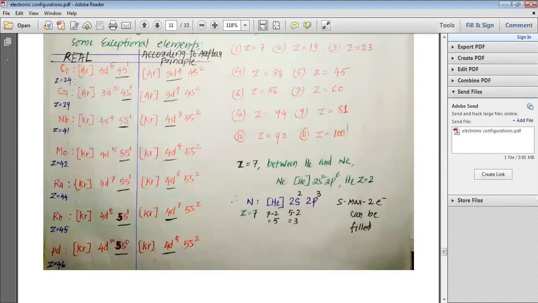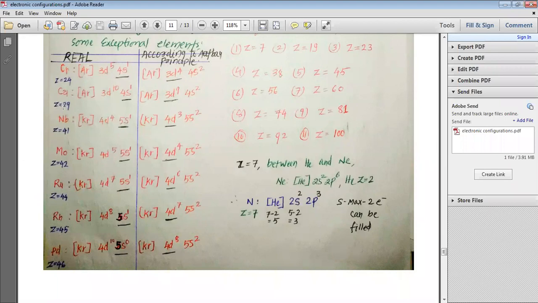We have Z is equal to 24, which is chromium. The electronic configuration is argon 3d5 4s1. Actually it should be 3d4 4s2, but one electron from 4s goes to the 3d, and that is why instead of argon 3d4 4s2, it is argon 3d5 4s1. This happens because of the more stable 3d5 electronic configuration.